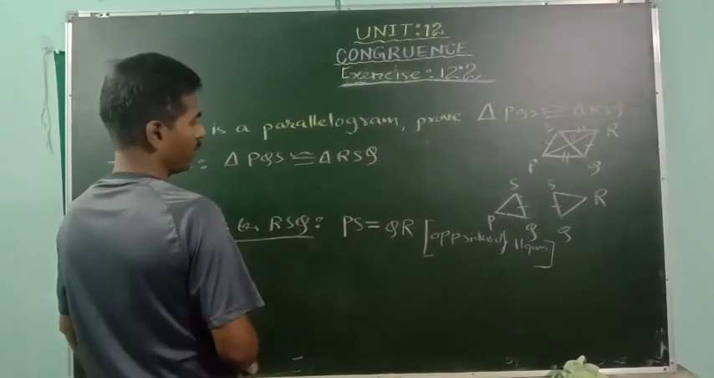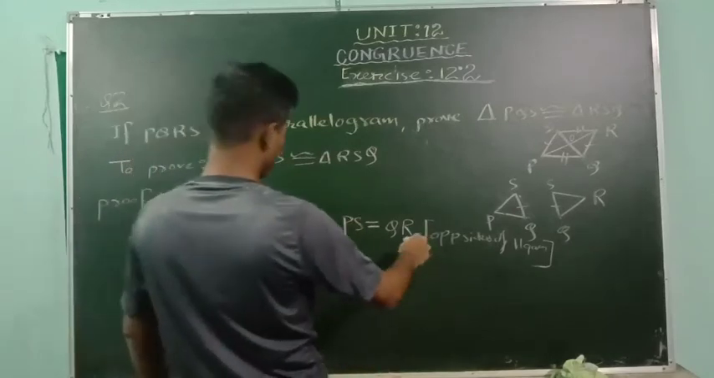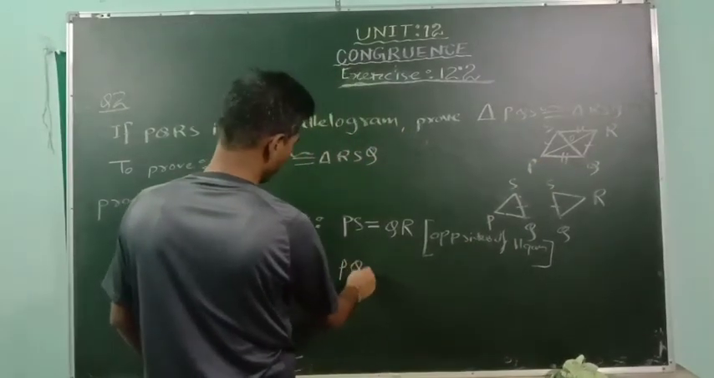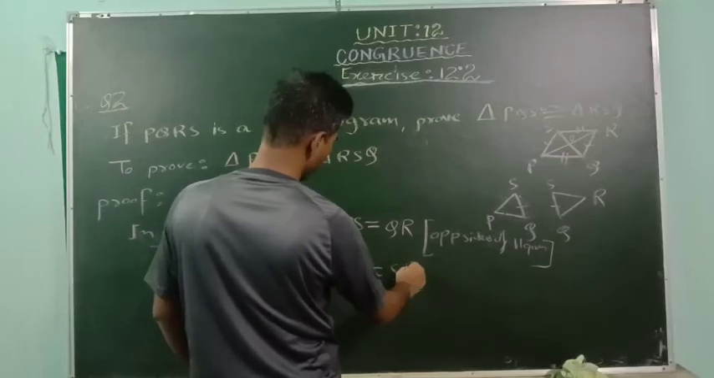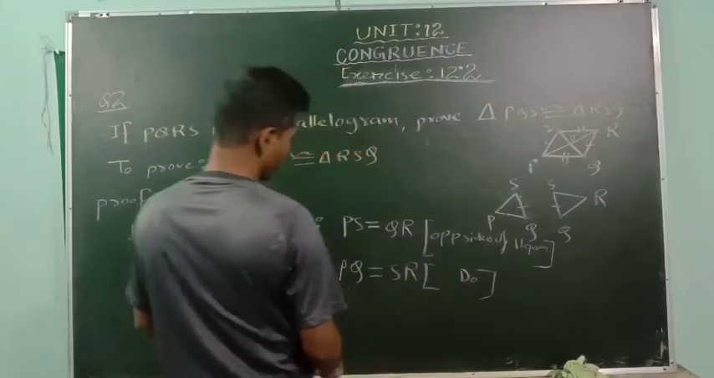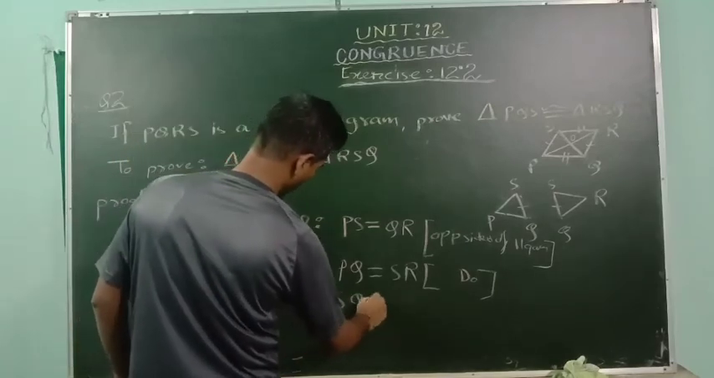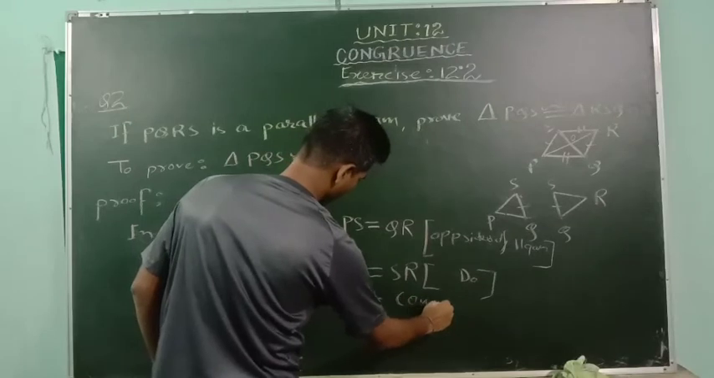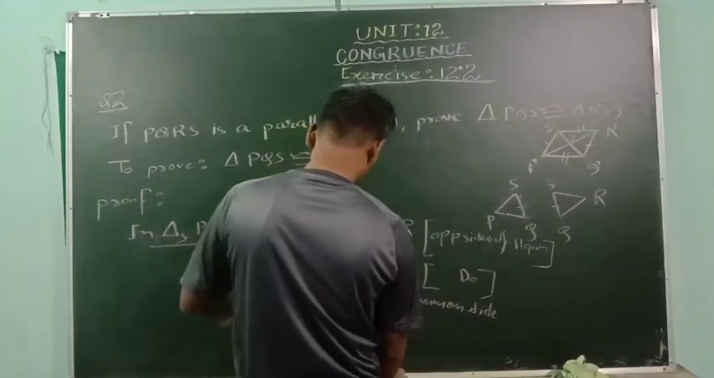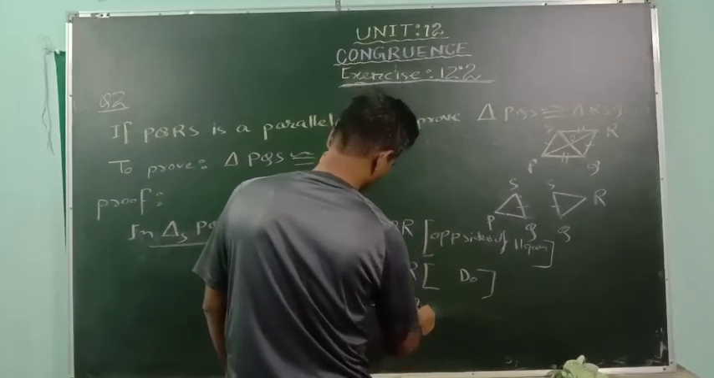Now, PS is opposite QR, then PQ is opposite SR. So you can write PQ equals SR. What is the reason? The same reason: opposite sides of the parallelogram. Now SQ is a common side, or you can say SQ equals SQ. Why?